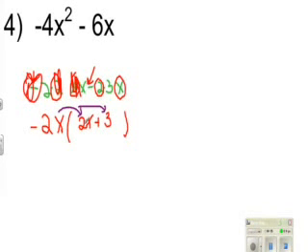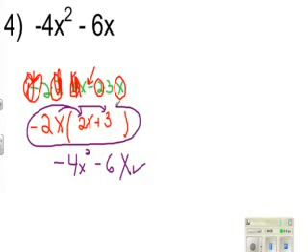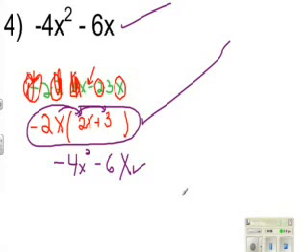Let's see. Negative 2x times 2x is negative 4x squared. And then negative 2x times 3 is negative 6x. Yep, we got it back. We got back exactly what we started with, so here's your answer. That is the factored form. If you put your original into your calculator and then you put this into your calculator, they should graph on top of each other or you messed something up.